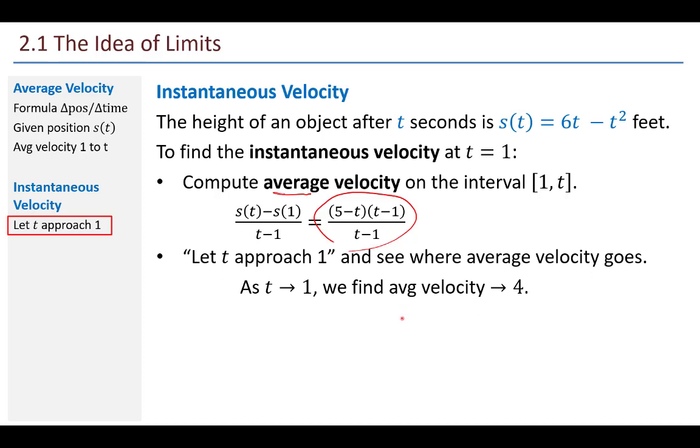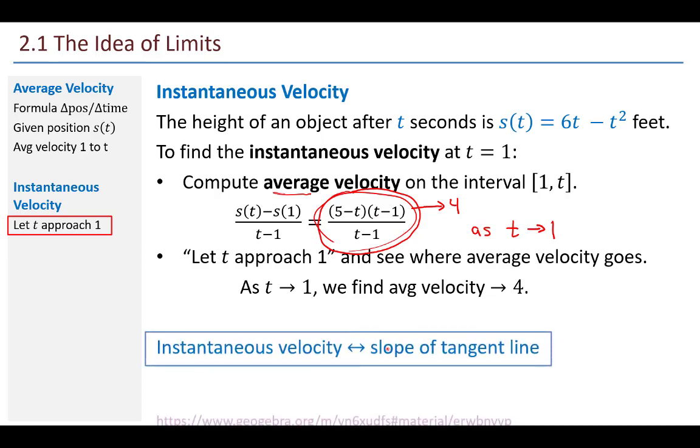And next, we let t approach 1. We can't let t equal 1, because then I'd have a 0 in the denominator. But I let t approach 1 and see where the average velocity goes. As t approaches 1, we find that the average velocity approaches 4. So this expression in the circle, that average velocity, will approach the number 4 as the value for t gets really, really close to 1. That's the idea of a limit. We let the variable approach a number, and we look at the average rate of change and see what it is approaching.